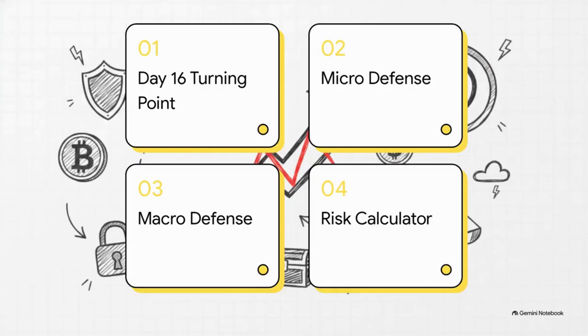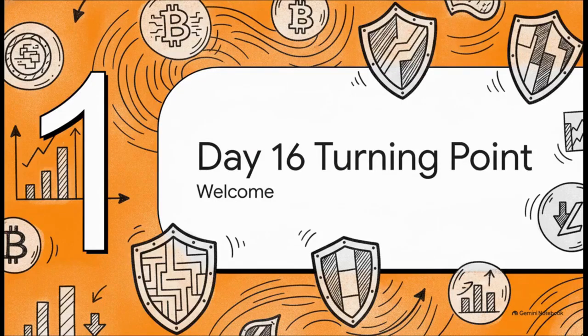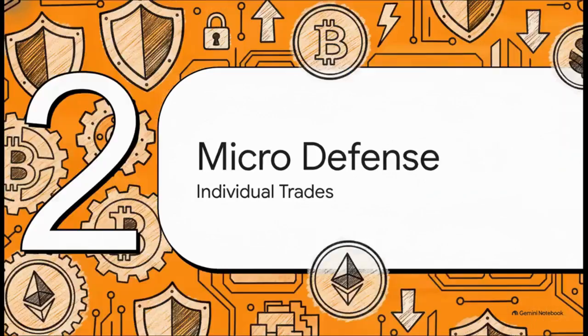Okay, here is a quick look at the agenda for today. We'll start with the day 16 turning point, then move into micro defense, follow that up with macro defense, and wrap everything up with the risk calculator. All right, part 1. Welcome to day 16, the turning point. Moving right along to part 2, micro defense, individual trades.